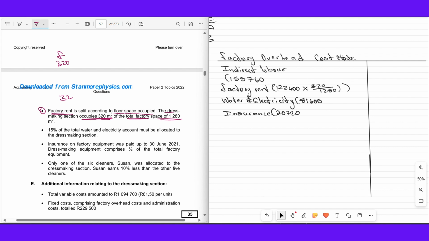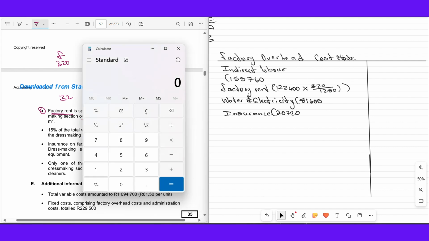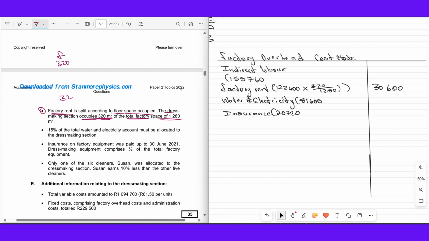So now let's see, when you put it in the calculator, 122,400 times 320 divided by 1280, we are going to get 30,600. So we're going to record 30,600. This one is different from the one where we were correcting the errors. So we are done with this transaction. We go to the next bullet.